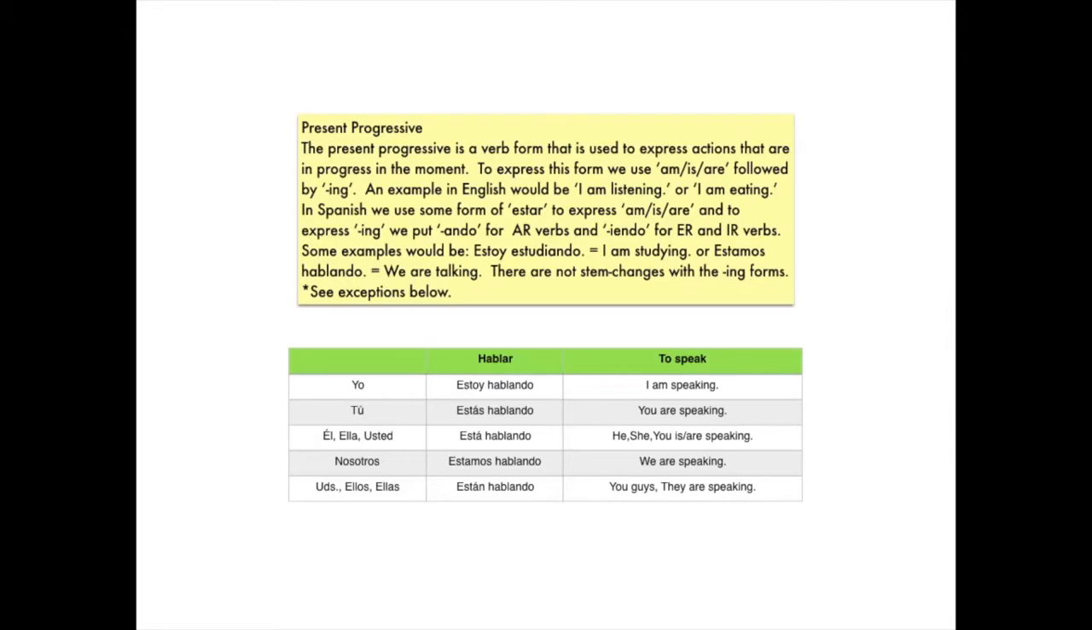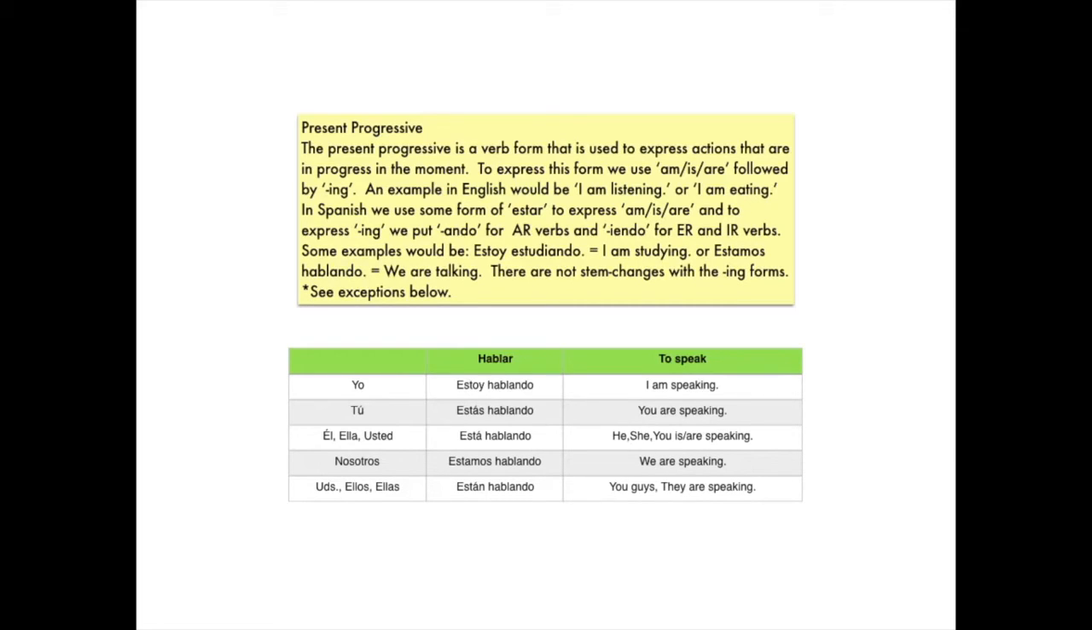So to say I am speaking, estoy hablando. You are speaking, tú estás hablando. He, she, or you are speaking, él está hablando. Ella está hablando. Usted está hablando. Okay? To say we are speaking, nosotros estamos hablando. You guys or they are speaking, ustedes están hablando, or ellos or ellas están hablando. Okay, so that's for an AR verb.